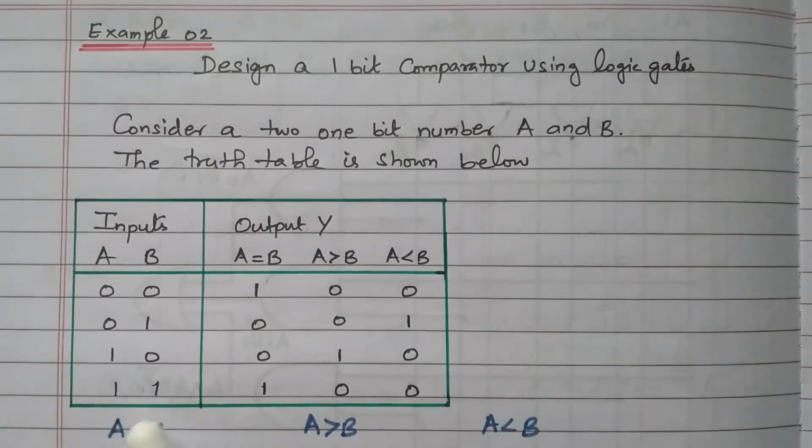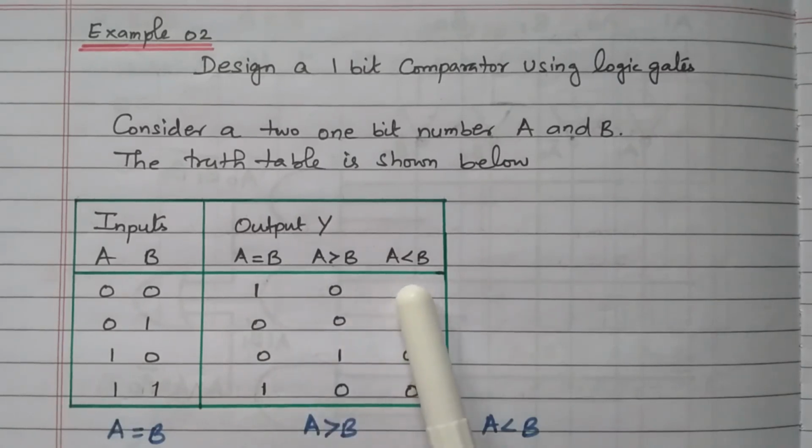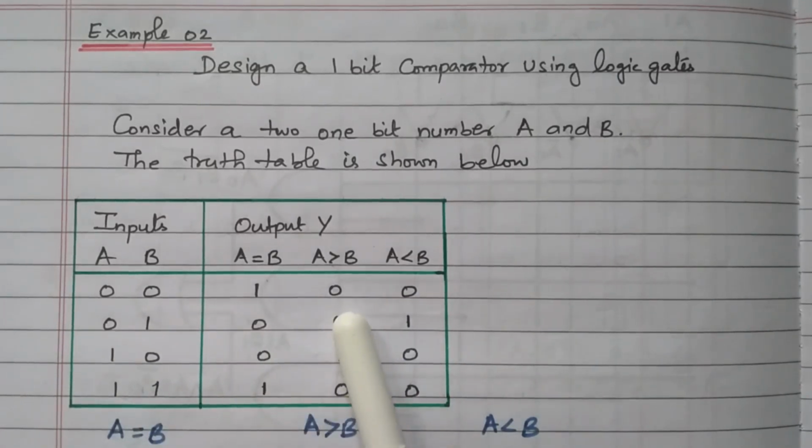This is having only 1 bit, right? So what is the output? There are 3 possible outputs. A equal to B, where number A is equal to number B, then A greater than B, or A less than B. There are 3 possibilities available. So by comparing the numbers, we can identify whether A is equal to B, or A is less than B, or A is greater than B.